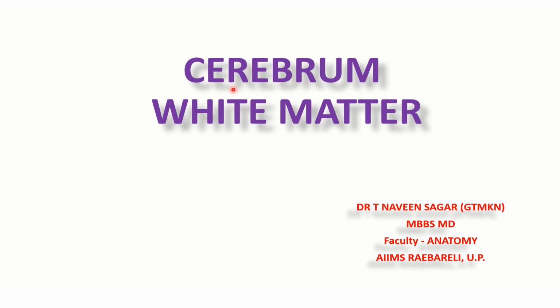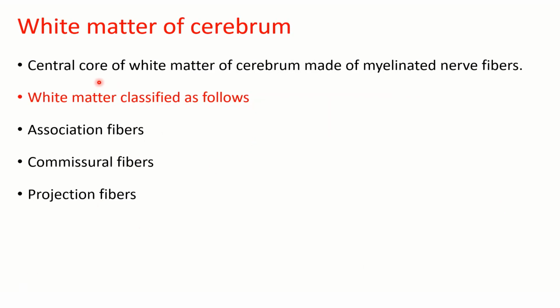In this session, we'll discuss the white matter of cerebrum, especially the association and commisural fibers. White matter forms the central core of cerebrum. There are three different fibers: association fibers, commisural fibers, and projection fibers.